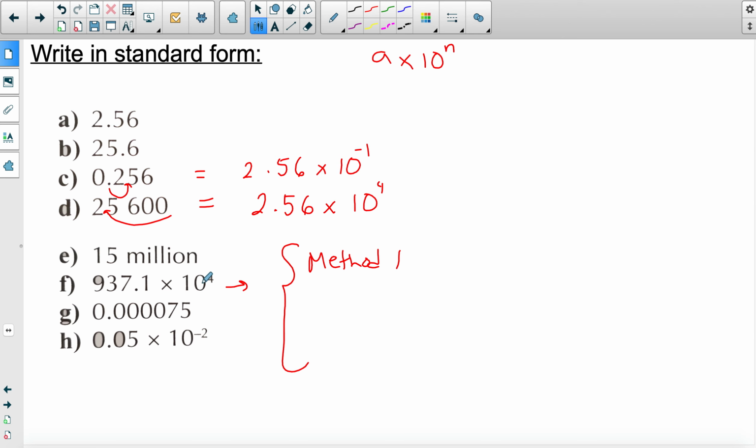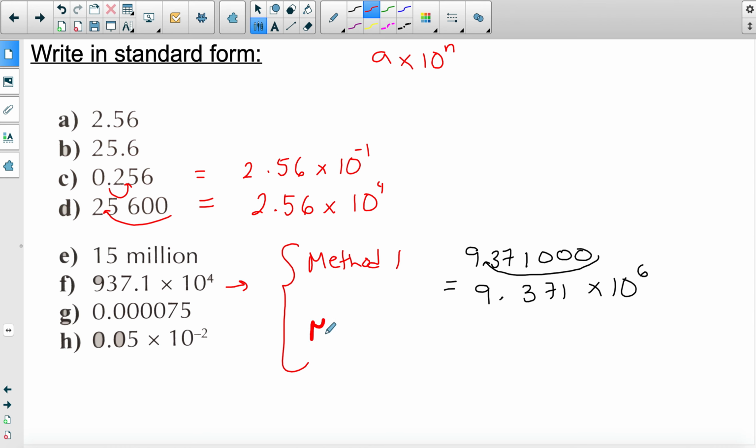So I'm multiplying by 10,000. I need to move this decimal place 4 spaces, or I'm moving it 9 place values. So that's 1, 2, 3, 4. If I multiply back, I get back to this number. So this is the original number, and then I need to write this in standard form. So I'm actually moving the decimal place all the way here, which is 1, 2, 3, 4, 5, 6 spaces. So 9.371. Again, you don't need to write these zeros, times 10 to the power of 6.